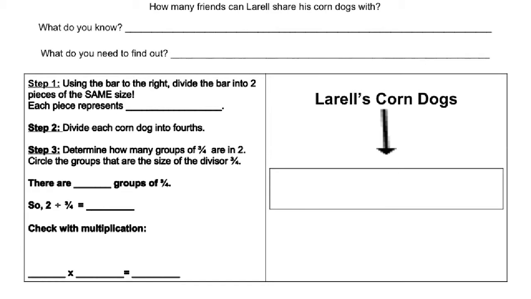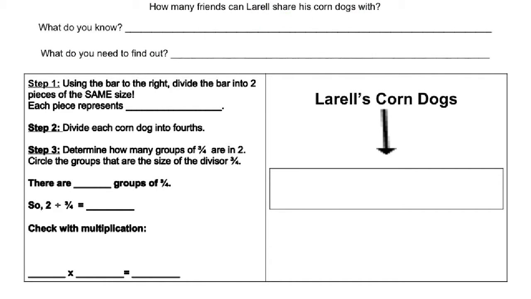So now let's read the problem. Laurel has 2 corn dogs that he is going to share with his friends. He's going to give each friend 3/4 of a corn dog. How many friends can he share his corn dogs with? What do you know? That's what you should write from the problem. What do you need to find out?